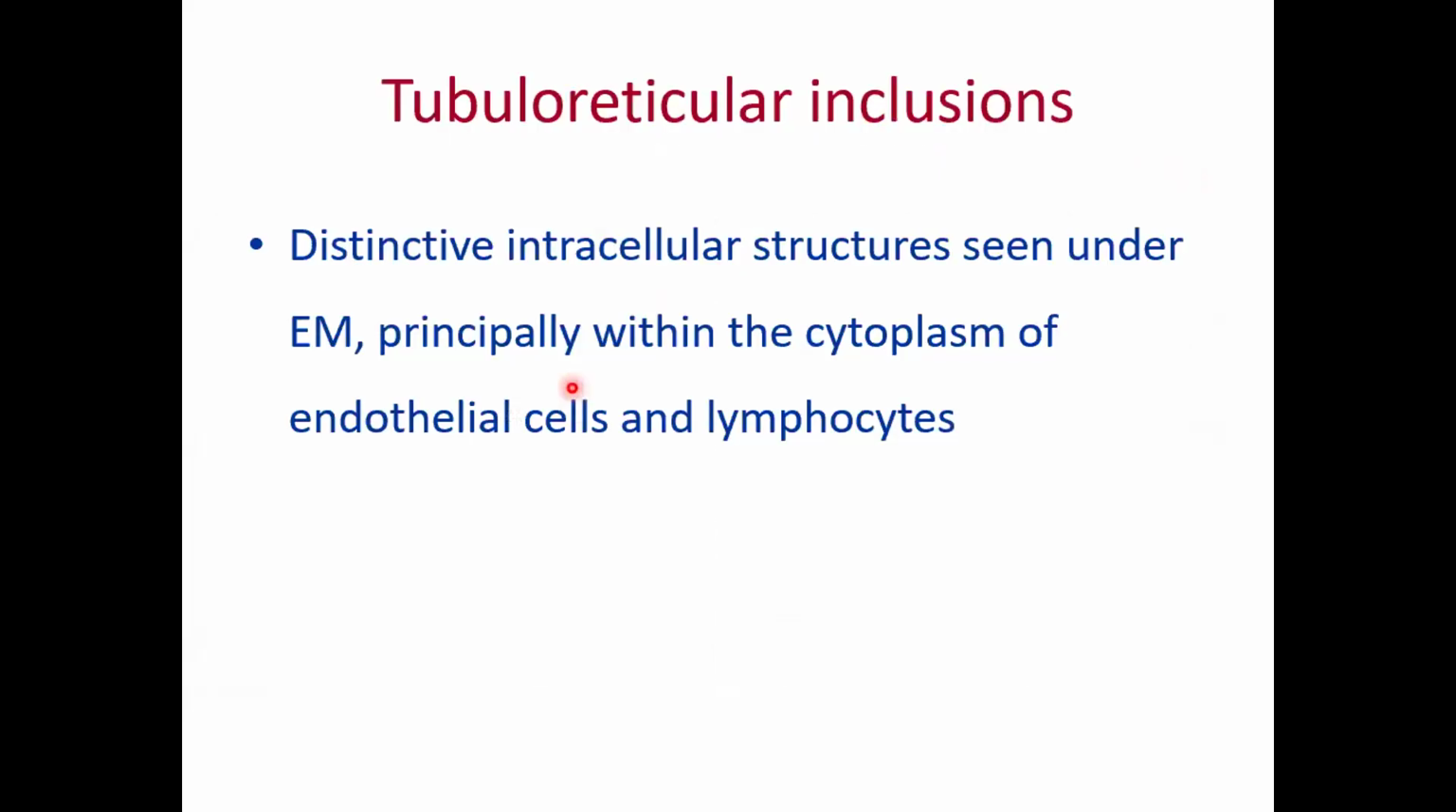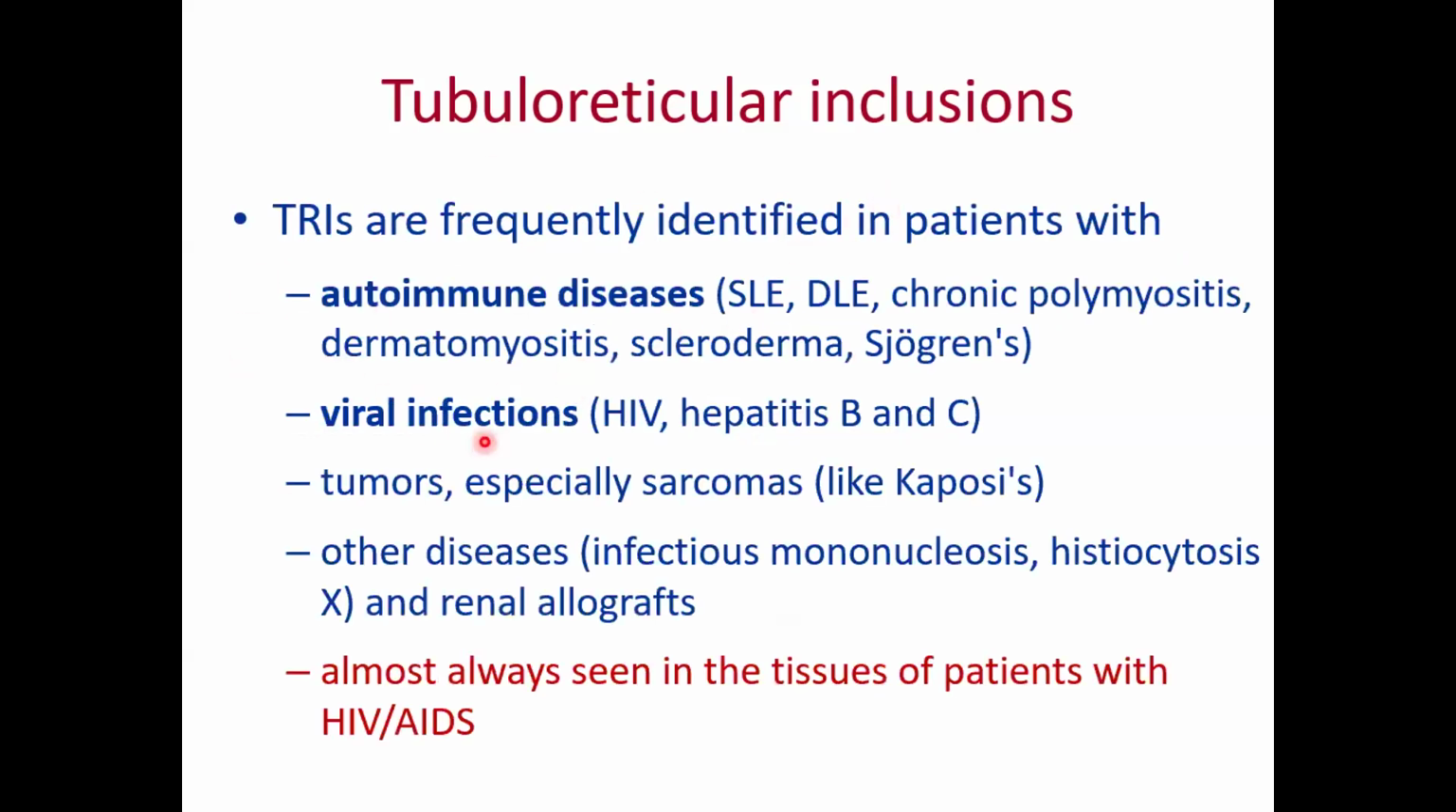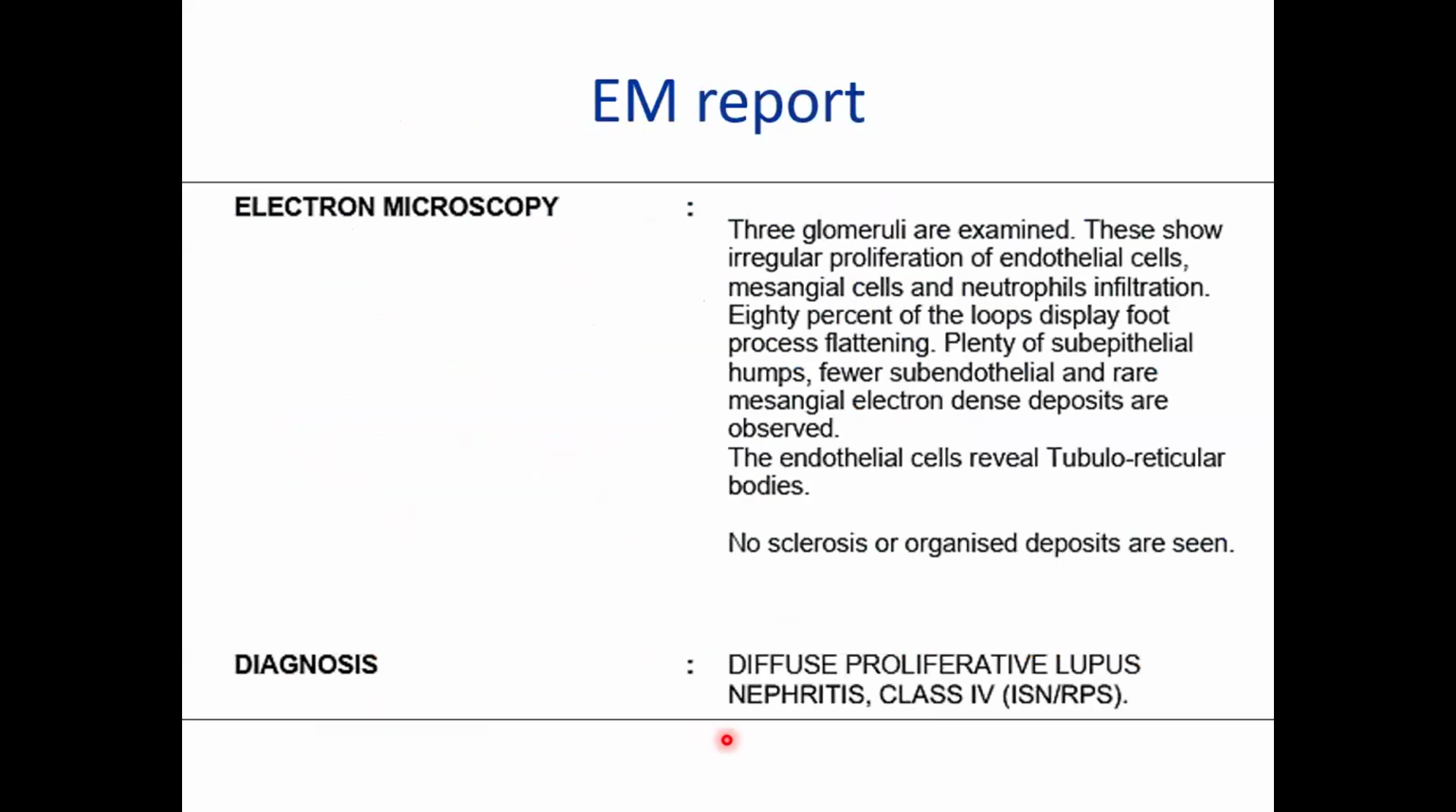Tubular reticular bodies are usually seen in electron microscopy within the cytoplasm of endothelial cells, very specific for autoimmune diseases and viral diseases, and almost always seen in the tissues of patients with HIV, and also in sarcomas like Kaposi sarcoma. And this was the EM report that we received with the diagnosis of diffuse proliferative lupus nephritis class 4.